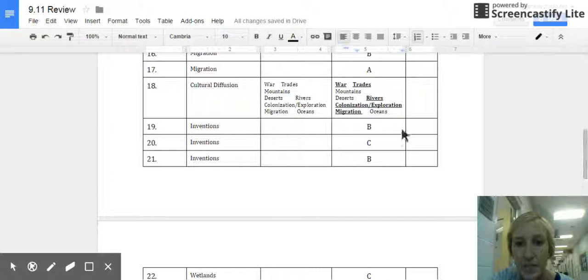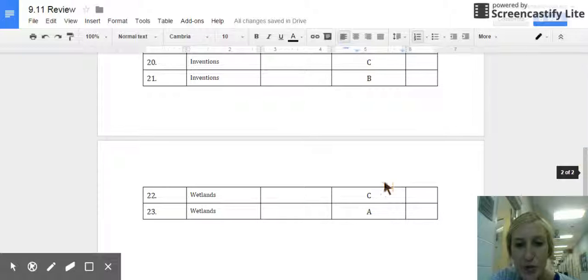For number 19, it's B, 20 is C, 21 is B, 22 is C, and 23 is A.